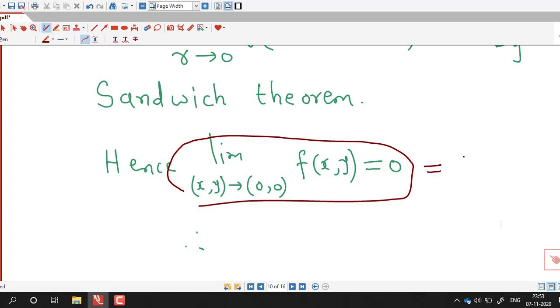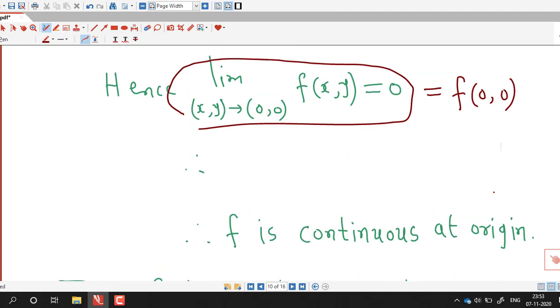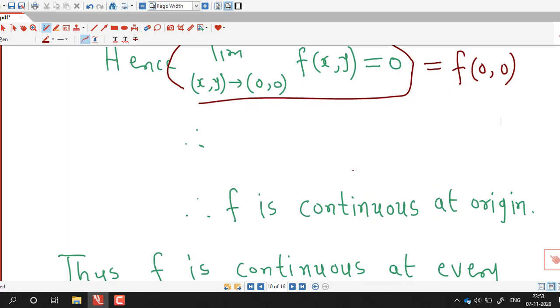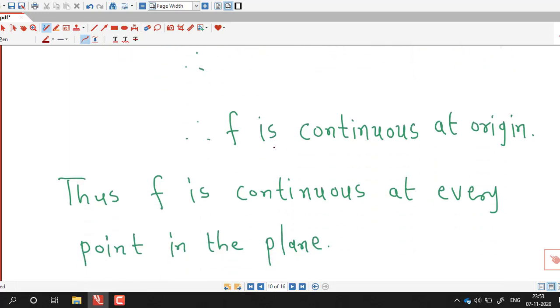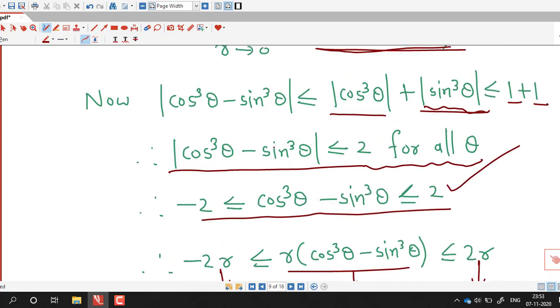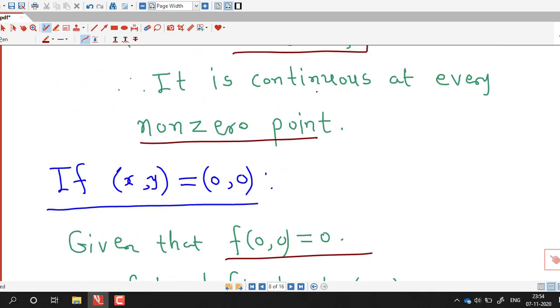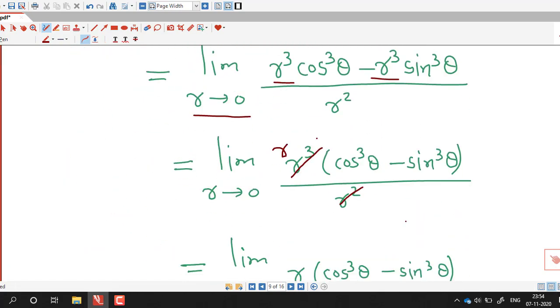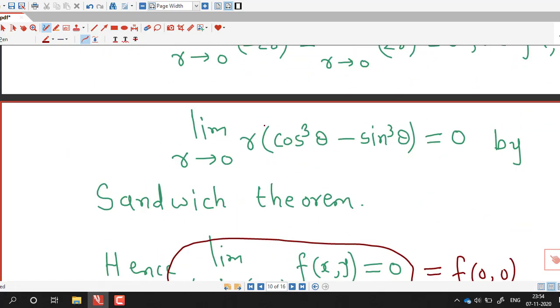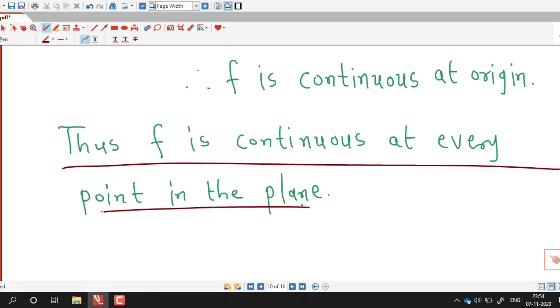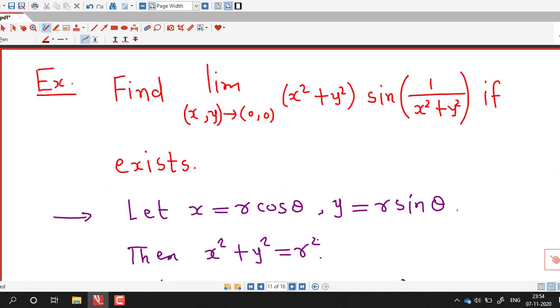Here we have to write this is equal to f of (0, 0). So therefore, f is continuous at origin. And we have shown that f is continuous at every non-zero point in the first case, and it is continuous at origin also. Therefore, f is continuous at every point in the plane. We have some more examples also.